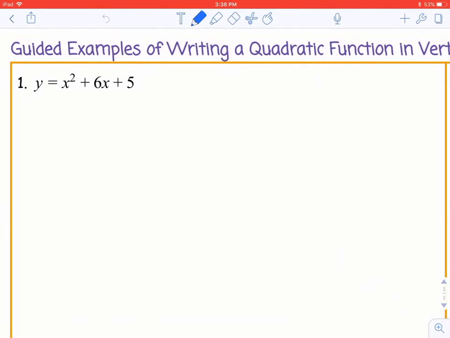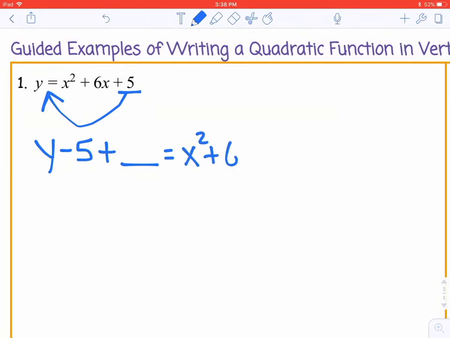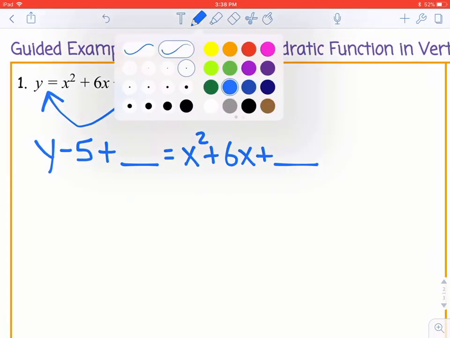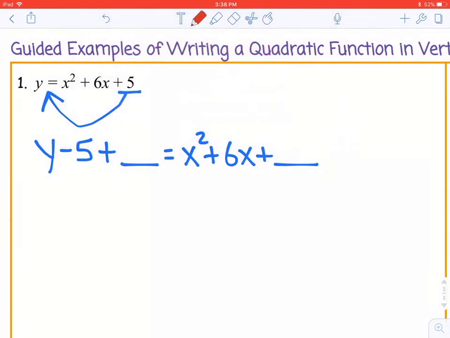So first we want to move the 5 to the other side to get it out of the way. So let's subtract 5 and then put a blank right there. And then we have x squared plus 6x plus blank. So what we want to do is complete the square. In other words, we want to make it into a perfect square trinomial. And so you take half of b, so 6 divided by 2 will give you 3, and then square that number, and that's what goes in the blank.